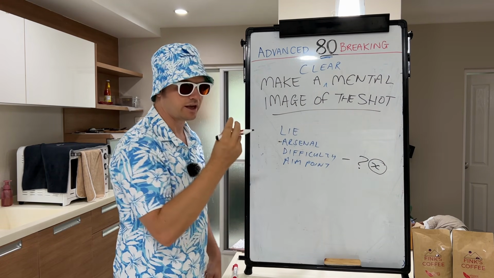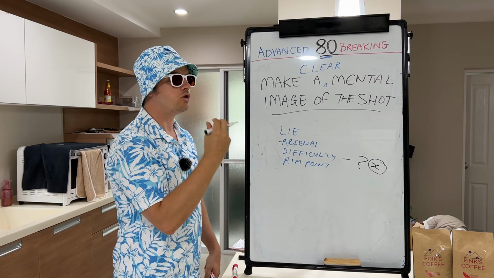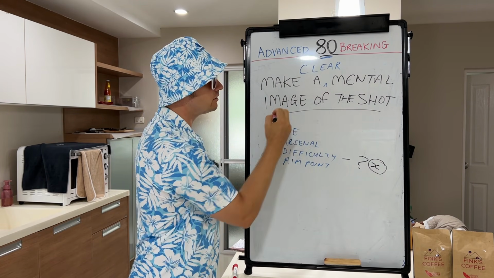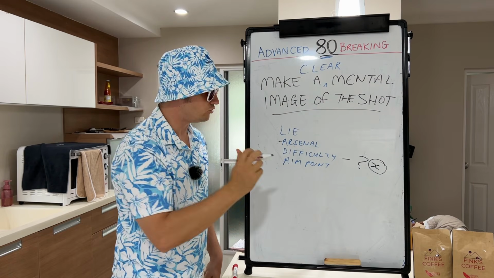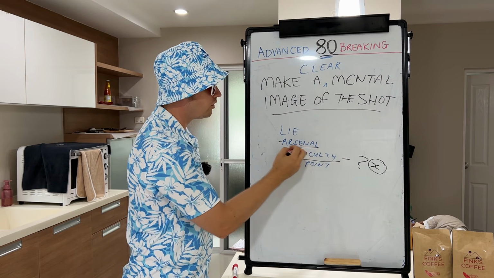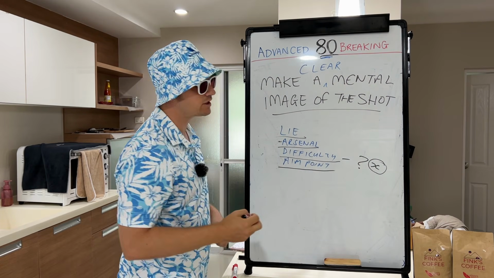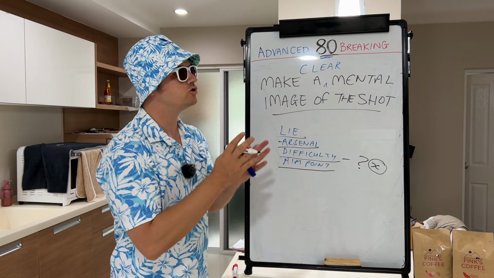Then reconcile that. See that shot now. Don't see that crazy shot of a professional. You can't see that. You have to see clearly what you can do. Match up your arsenal to the difficulty and the lie. And then once you have that, you can discover your aim point in order to pull off the shot.